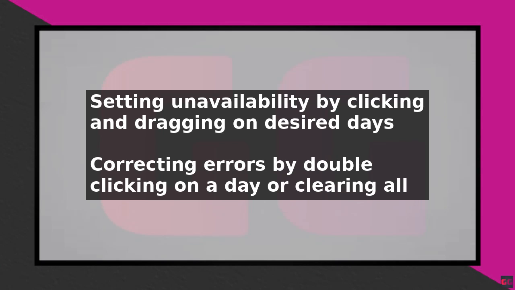To set unavailability, simply click and drag over the desired day. If a mistake is made, double-clicking on a day can correct the error. You can also clear all availability by clicking Clear Availability at the bottom right of the screen.